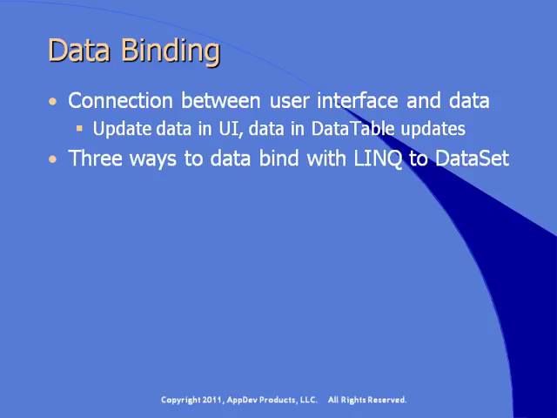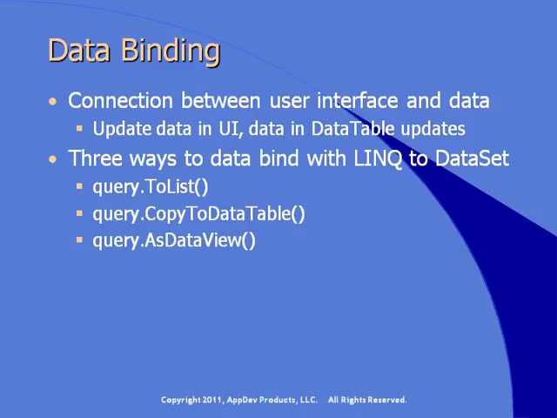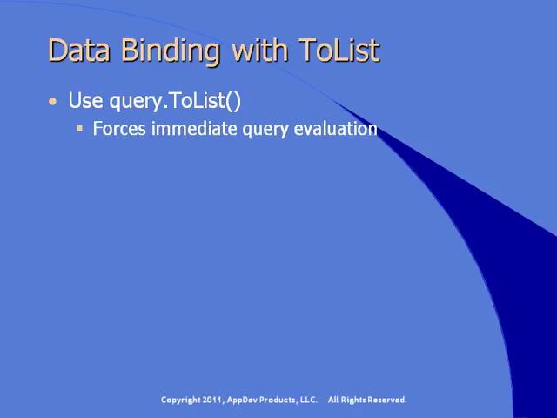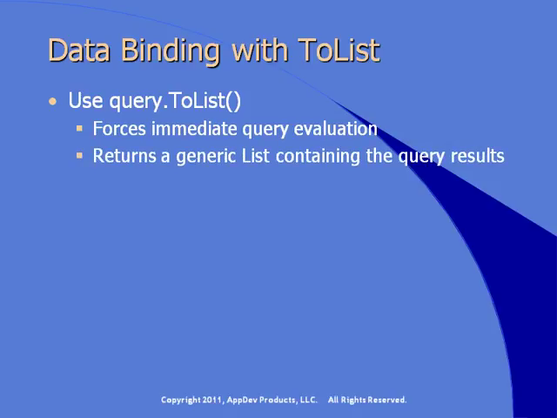There are 3 ways to do data binding with LINQ to dataset. You can use query.toList, you can use copy to data table, and you can use as data view. If you use query.toList, this forces an immediate query evaluation, so the query evaluates, and then you get back a generic list containing the query results. And you can bind to this.